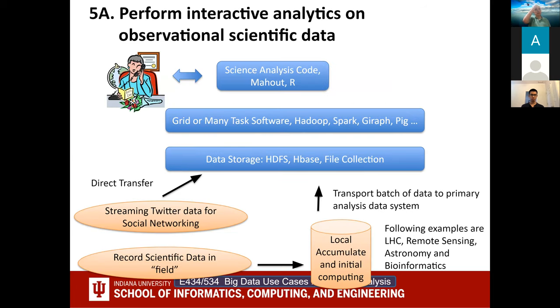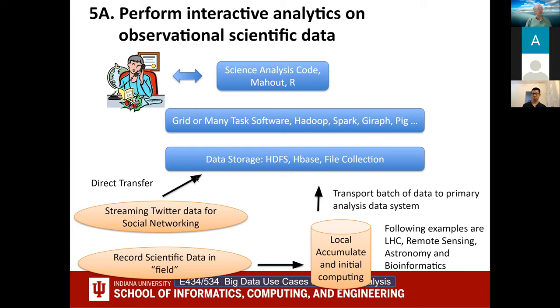Here is a more scientifically oriented pattern, which I'm more familiar with. You have data coming in, and I pointed out that in field science, you often accumulate data in expeditions. In the case of Croesus, the data was written to disks, and those disks were then loaded in batch fashion onto the computer. So here we have the data storage, either directly streamed in for scientific study at Twitter, or done in batches for particle physics or Croesus.